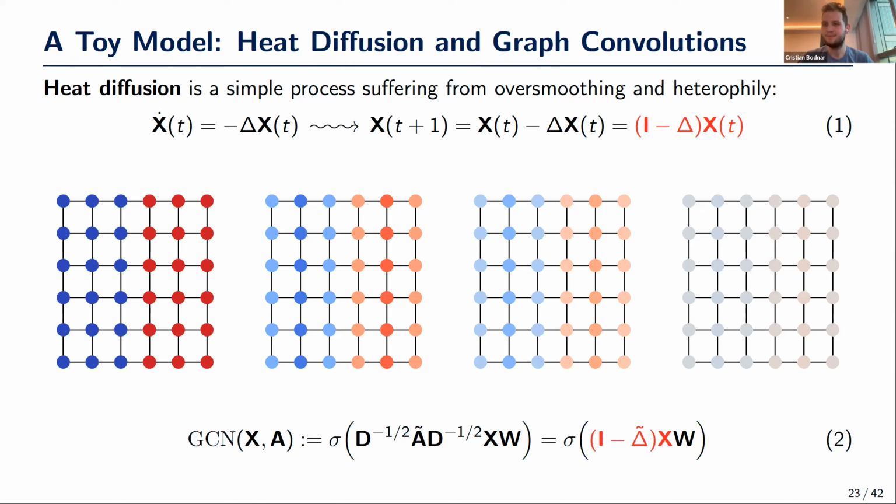So in some sense, it's not really surprising that it actually suffers from oversmoothing and heterophily. And actually, this nonlinearity and weight matrix you put there does not really change much. You can show it mathematically. But the point is that they're quite similar.